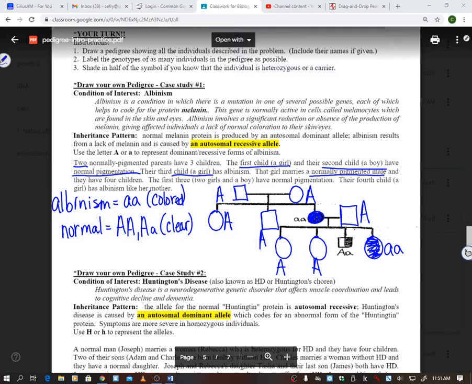Now we have to go back and try to figure out what everybody's genotype is. Teachers, if you ordered food, it is downstairs. Sorry about that.